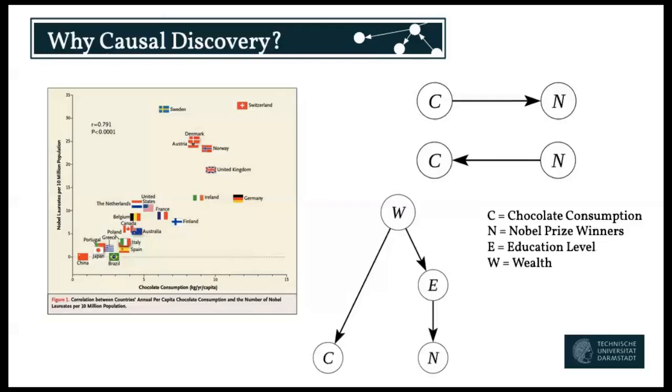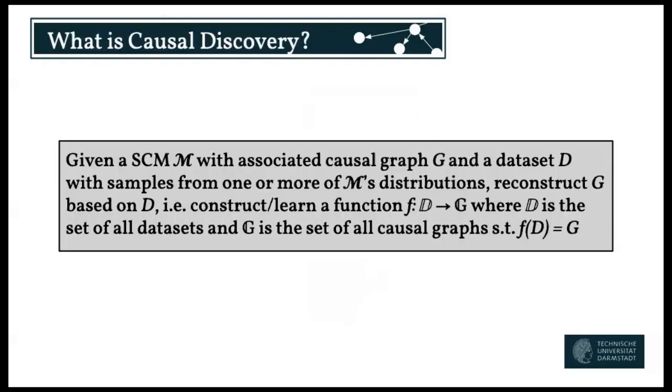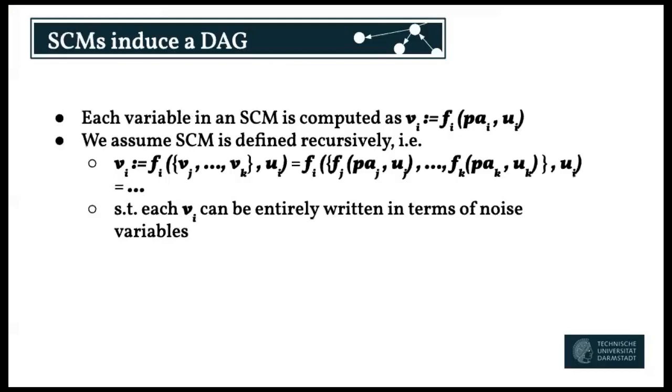So following statistical relationships blindly isn't a good idea, because imagine you as a country ask yourself, okay, what can we do to get more Nobel Prize winners, to get smarter people? Then your conclusion shouldn't be, well, let's eat chocolate. So that's why we need causal discovery. So we already saw this slide, right?